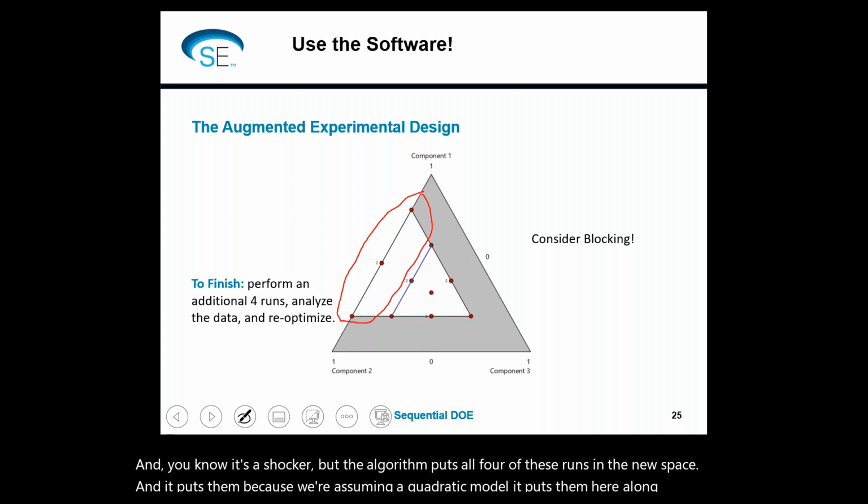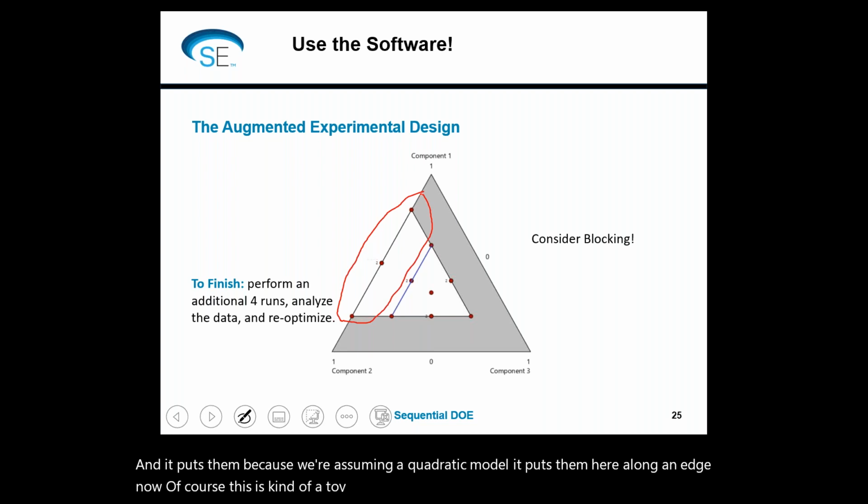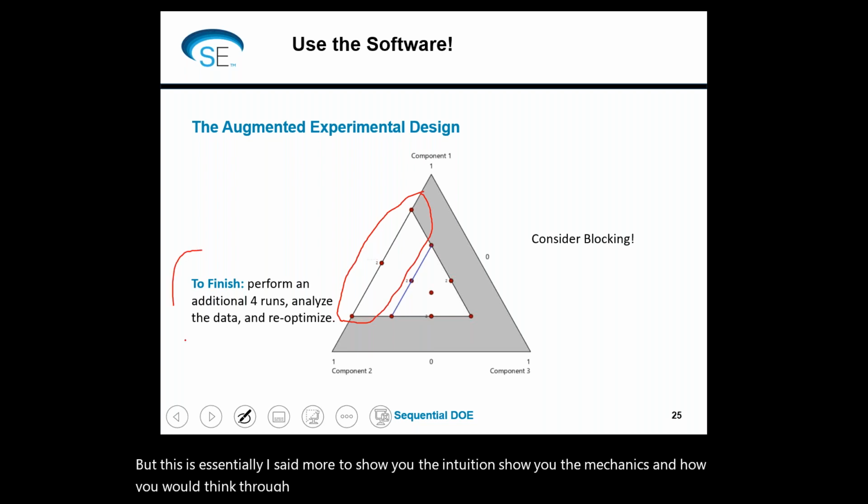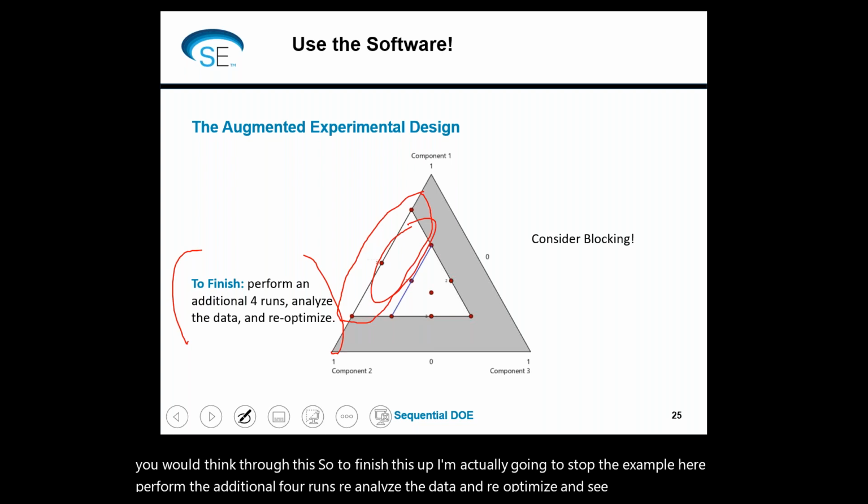Now, of course, this is a toy example, and I'll do a real example shortly. Like I said, this is more to show you the intuition and the mechanics, how you would think through this. So to finish this up, I'm going to stop the example here, perform the additional 4 runs, reanalyze the data, and re-optimize and see what's going on over here.